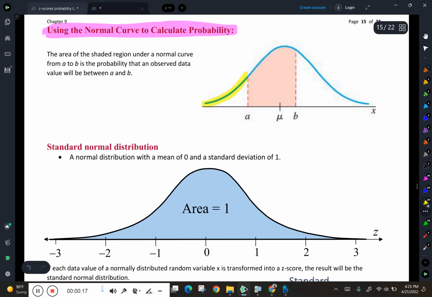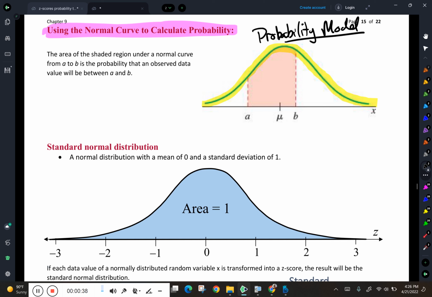I have algebra, which is the function here, and I know that that function is a probability model for some scenario. I know that the area under that curve is going to be the probability for a given range of values. And so if I want to know what the probability of something is, I just need to find that area. Okay? In order to find that area, I need to know three things.